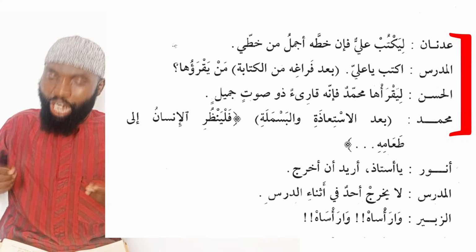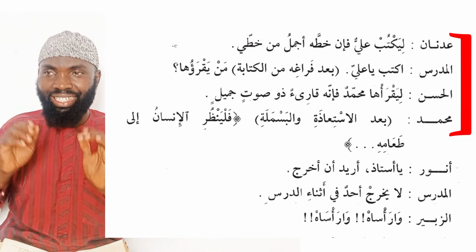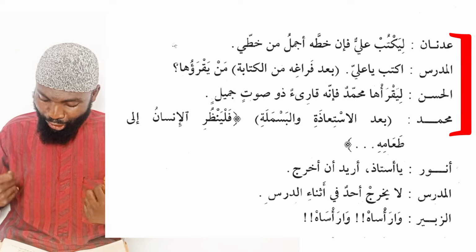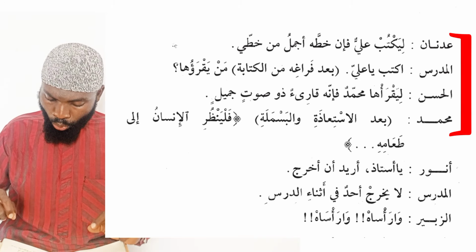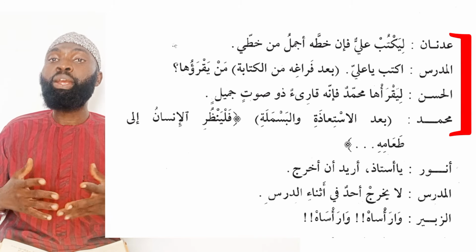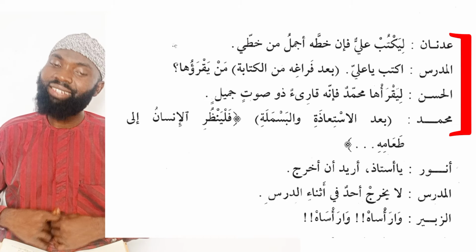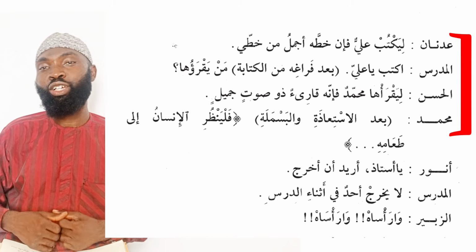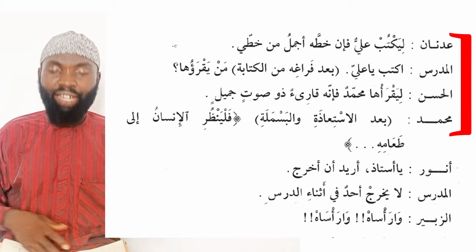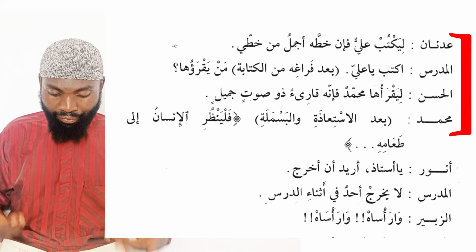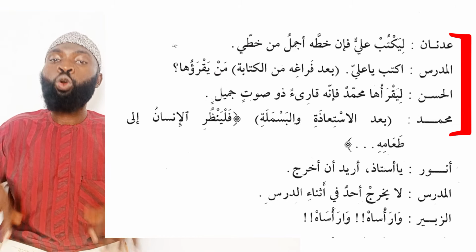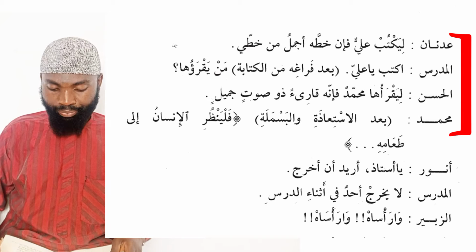Adnan said, لِيَكْتُبْ عَلِيٌّ. Ali should write. You can say لِيَكْتُبْ عَلِيٌّ فَإِنَّ خَطَّهُ أَجْمَلُ مِنْ خَطِّي. Because his handwriting is more beautiful than mine. Al-Mudarris said, اكتب يا Ali. Oh Ali, write. بعد فراغه من الكتابة. After he finished writing, من يقرأها? The teacher said, who is going to read?